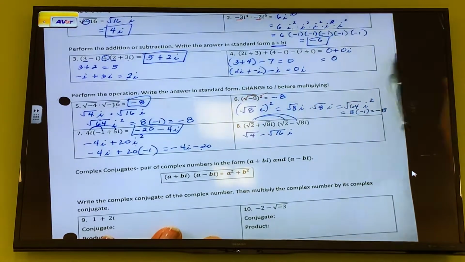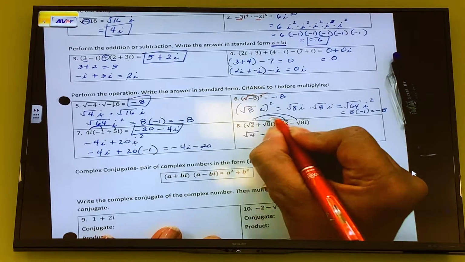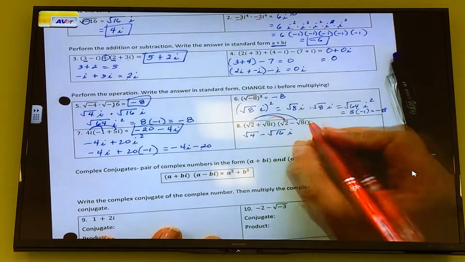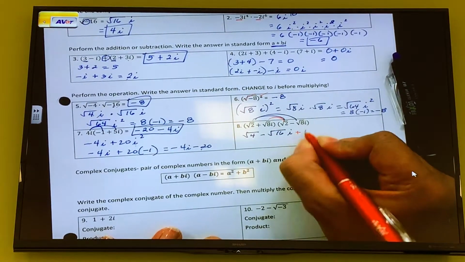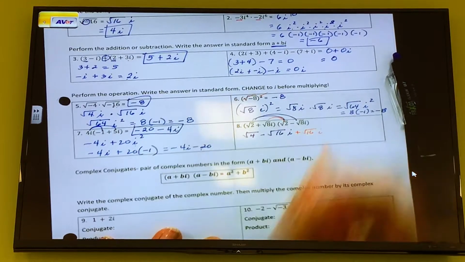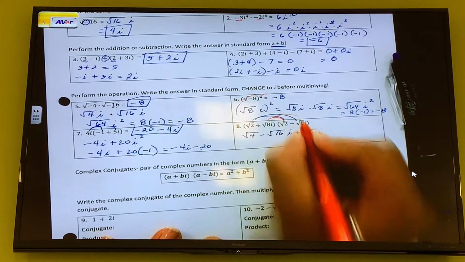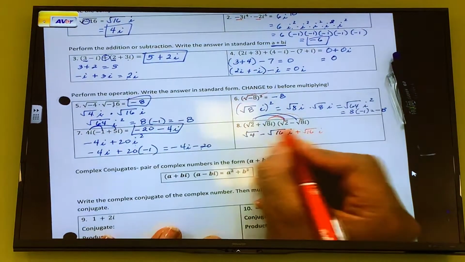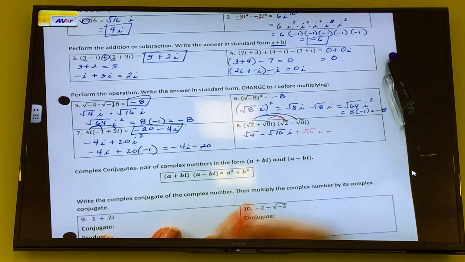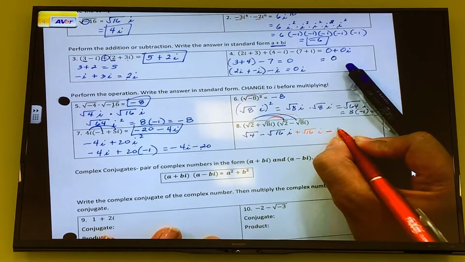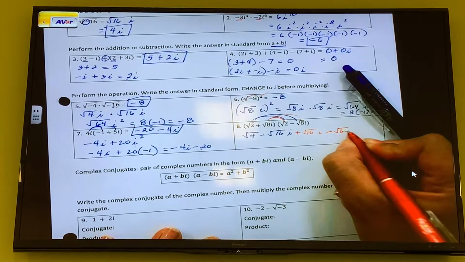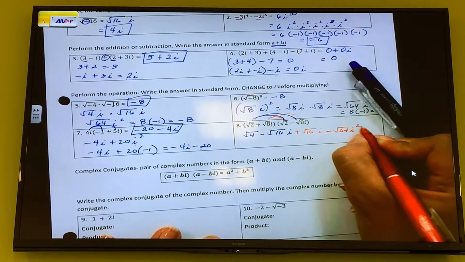Then we go on to the next one. So square root of 8i times square root of 2 is positive square root of 16i. And square root of 8, positive times a negative is a negative. Then square root of 8 times 8 is 64. Then i times i squared.